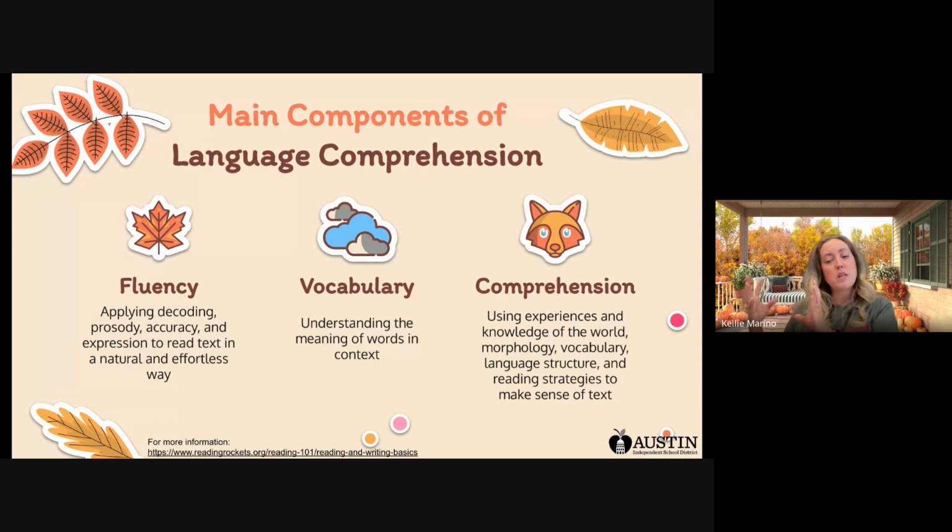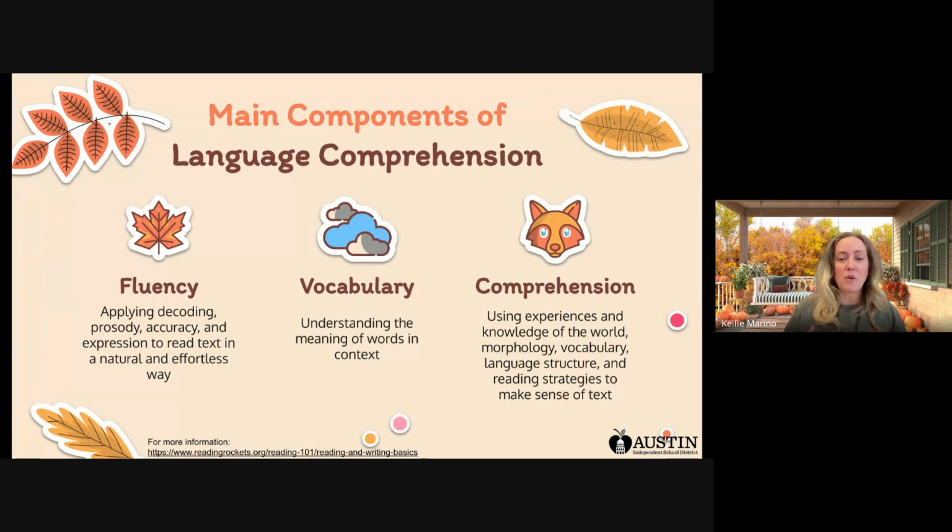And then the big bucket that everybody wants to talk about is comprehension. And comprehension is more than just answering questions. It's about using my experiences and knowledge of the world, morphology, that's how words are put together, vocabulary, that's what things mean, language structure, and my reading strategies to make sense of text. This is a big bucket. And if we don't understand all of the components that come together with it and how it all builds on each other, just like it said in the video, if we don't have all the pieces, we're going to end up playing a zero-sum game.